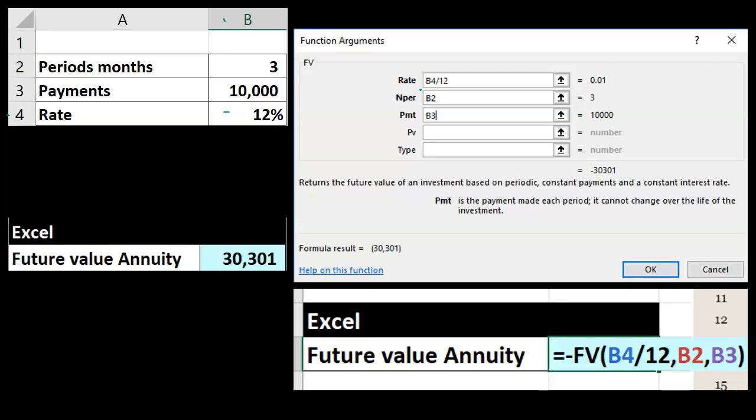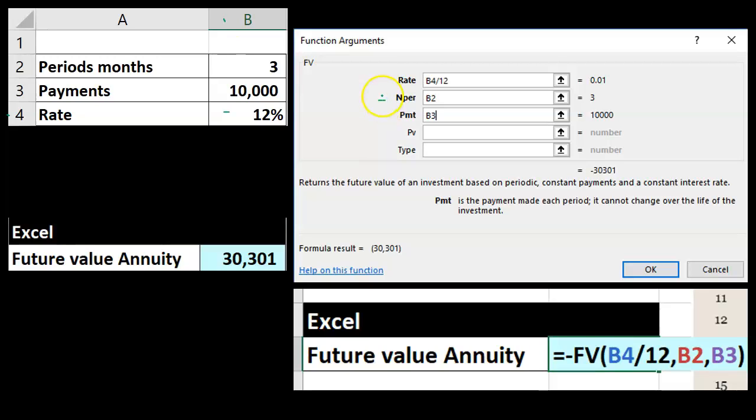In that case, it wouldn't matter in Excel if this was something other than 12%. If it was like 5% divided by 12, we'd get some small number here. That's okay. Excel can deal with that. In our case, it's coming out to be 1%, 0.01. And then we got the number of periods, B2. That's in cell B2, 3 periods. Those periods representing months now.